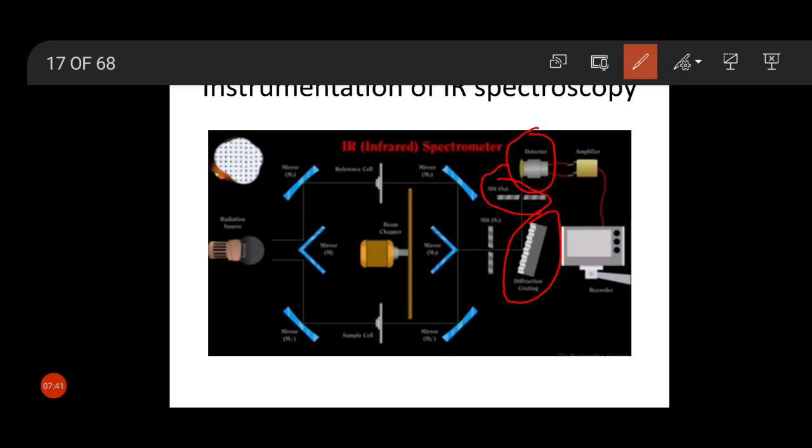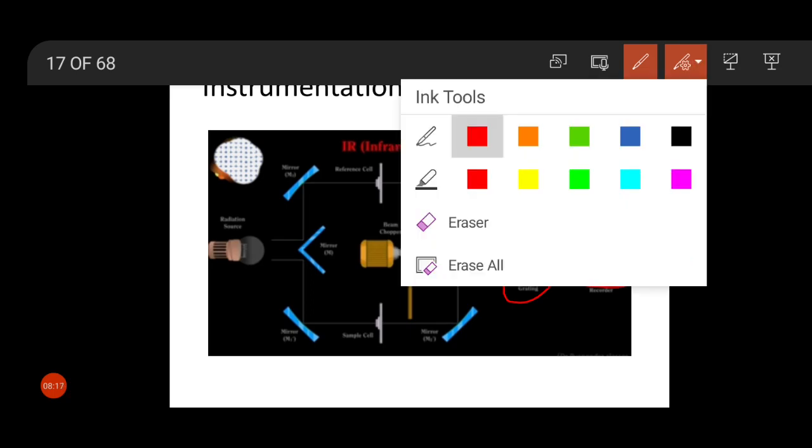Next part of this instrument is the amplifier. This is our amplifier. After the detector there is the amplifier, and this amplifier is used to amplify the signal. And the last part is the recorder. This is our recorder. So here I have discussed all the parts of the IR instrument. Now coming to the working of the IR spectrometer.